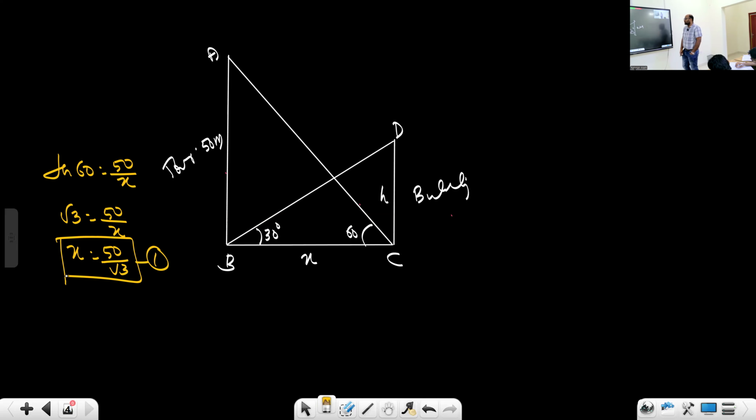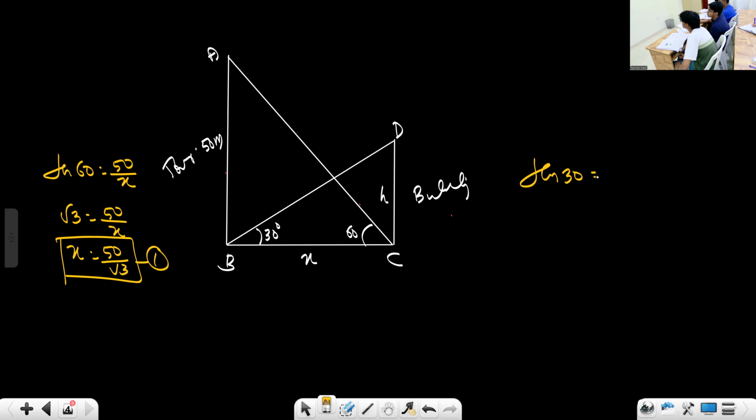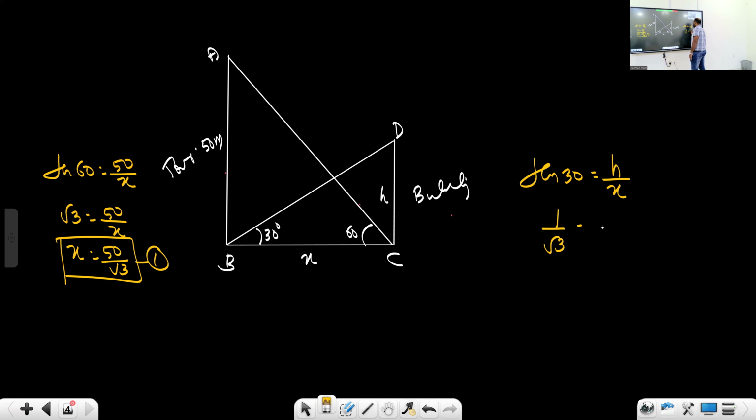Next, in triangle BCD, tan 30 equal to, tell me, tan 30 equal to what by what? H by x. Tan 30 how much? 1 by root 3 equal to this one.